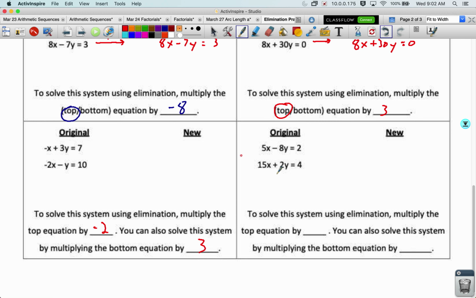And for this one here, we can multiply the top by what? Well, we can make the x's match by multiplying by a -3. That way we get a -15x to match our +15x. Or multiply the bottom by 4, so we get an 8y to match our -8y. So this shows you there's no one right way to do it. You could do these problems in a lot of different ways and still get the right answer.